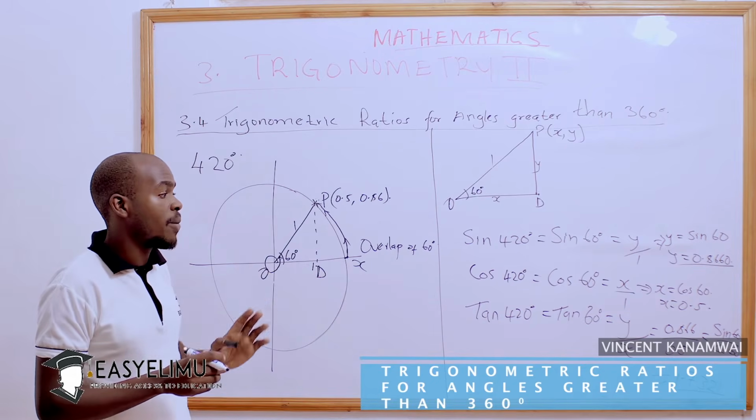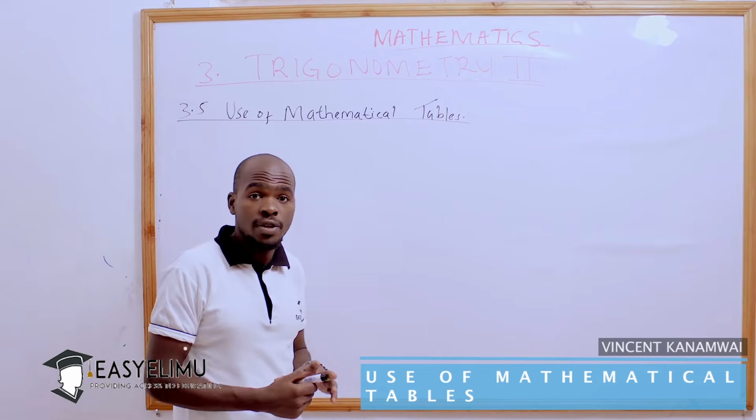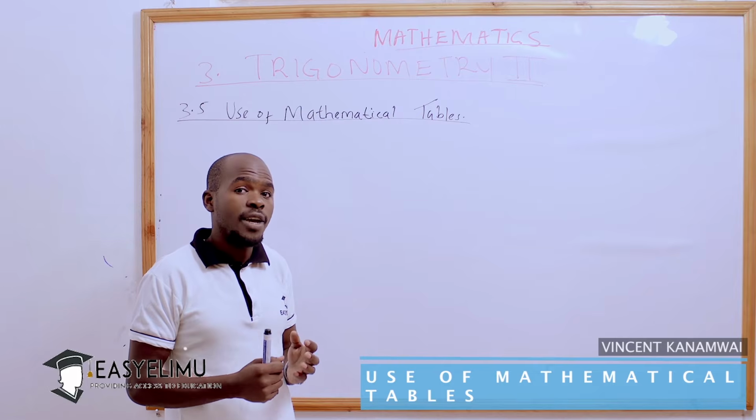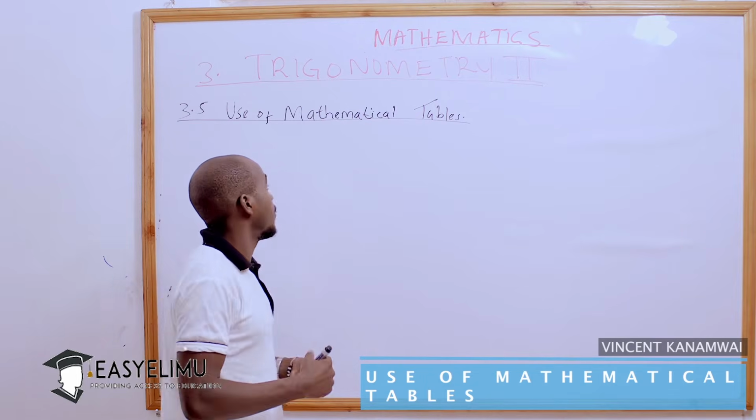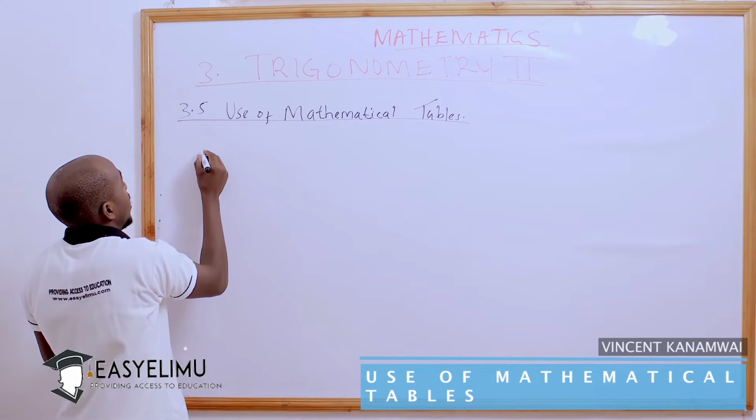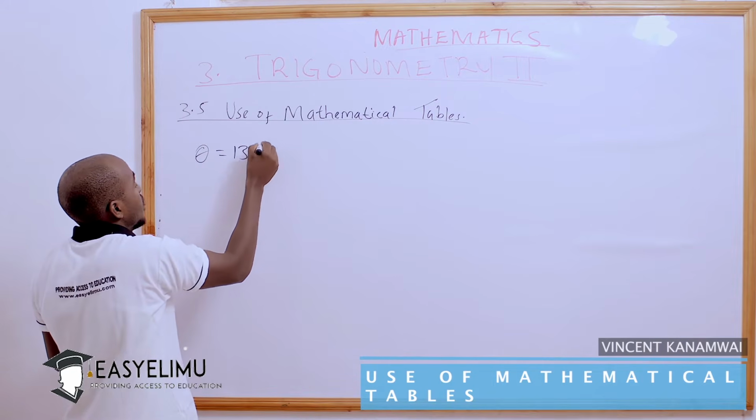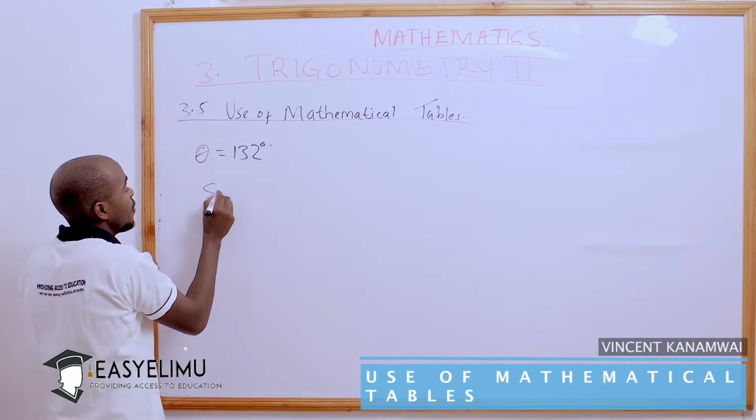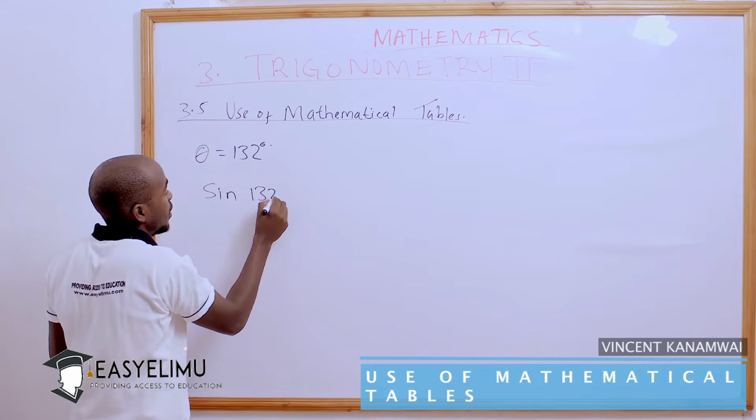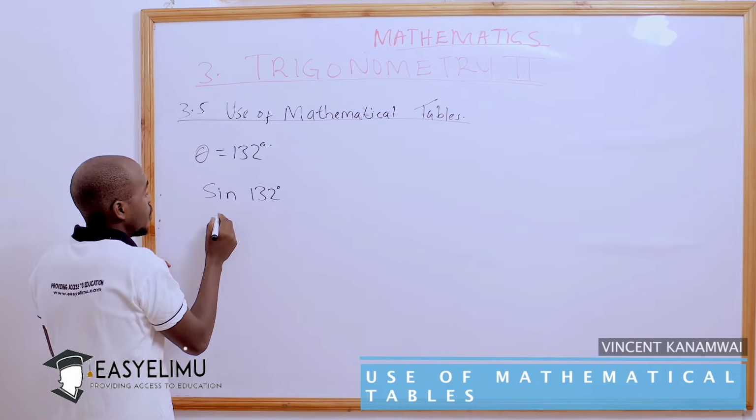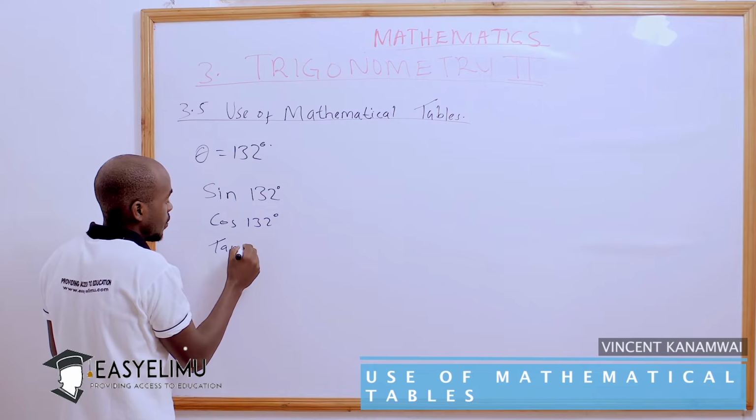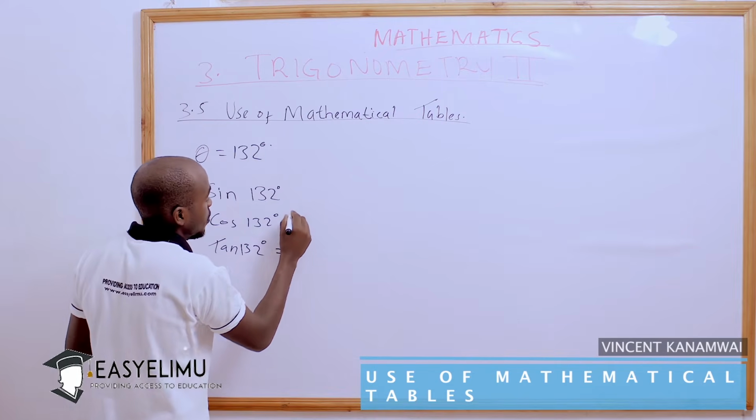And we have seen on a Cartesian plane and calculation how we do find it. We are going to see how we can use mathematical tables to evaluate cosines, tangents, and sines of different given angles. For instance, having been given an angle like theta equals 132 degrees, and you'll be told to find the corresponding trigonometric ratios. So here, we shall find the sine of 132 degrees, also cosine of 132 degrees, and tangent of 132 degrees using mathematical tables.